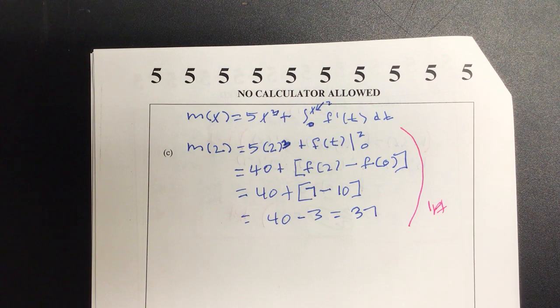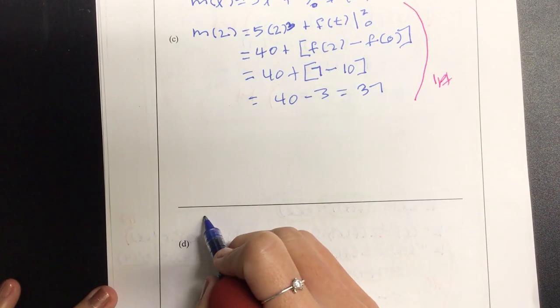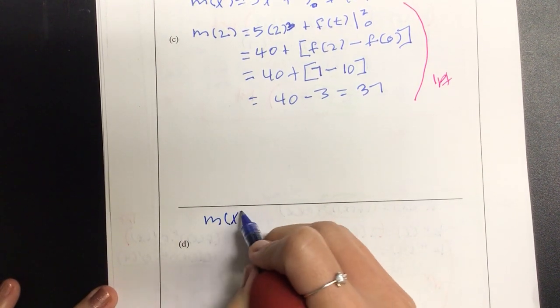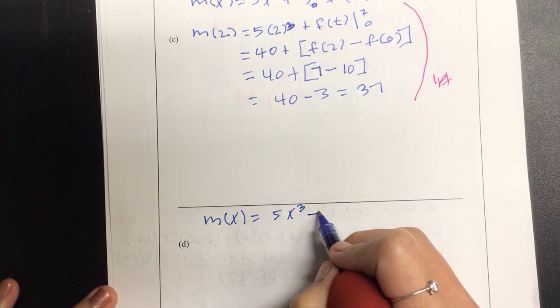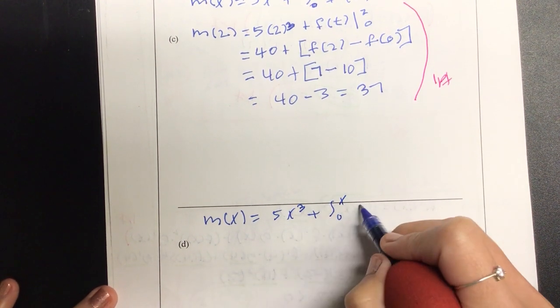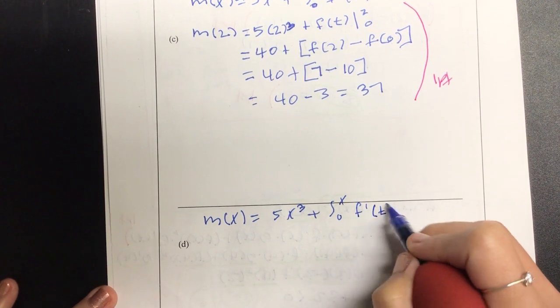Because really in the end, you're plugging things in. So I'm gonna write out the original equation over here first, to kind of describe why something is gonna happen. That's a cubed. So we have the integral from 0 to x of f prime of t dt.